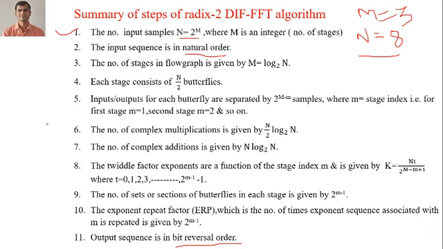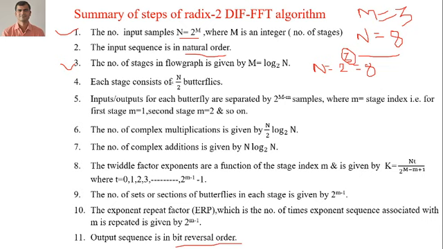Step number 3, again it will remain the same. The number of stages: I have told you that N is equal to 2 raised to 3, because for radix 2 FFT algorithm, 2 raised to 3 is the value of N. So this 3 indicates the number of stages. For 8 point DFT you require 3 stages, for 4 point DFT you require 2 stages, for 2 point DFT you require 1 stage, and for 16 point DFT you require 4 stages, since 2 raised to 4 is equal to 16.